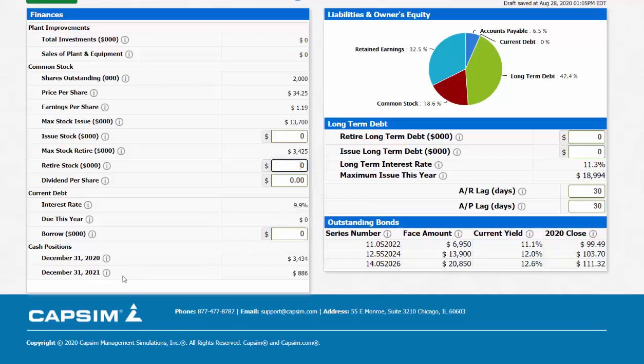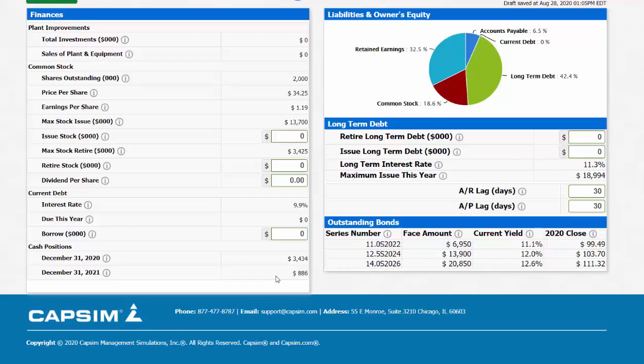So as we mentioned earlier, you can see your current cash the day before you make your decisions and your cash position a year from now. You always want to make sure that you end up in a positive cash position, because if you run out of cash, you will need an emergency loan and you will be charged pretty hefty interest rates on that one.